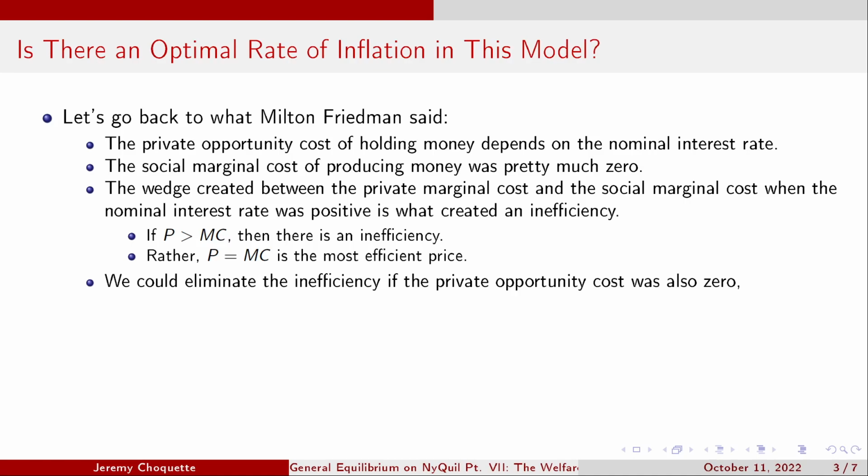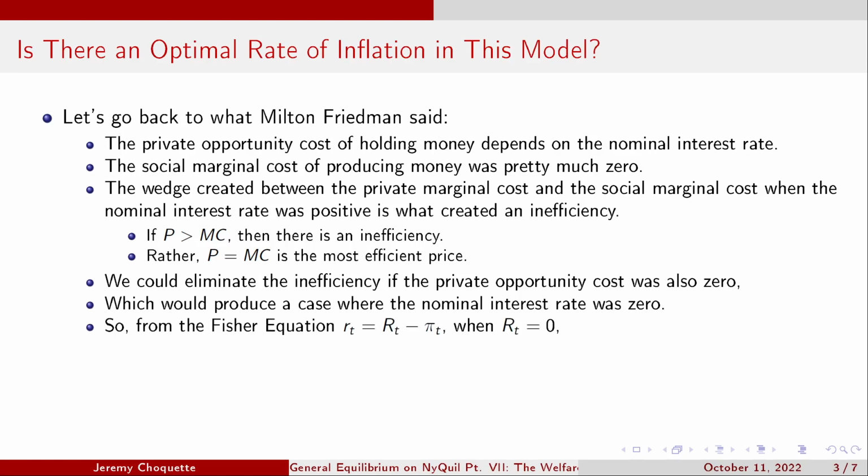Now, we could eliminate that inefficiency if the private opportunity cost was also zero, which produces a case where the nominal interest rate is zero. Cool. So by the Fisher equation, remember, the real interest rate equals the difference between the nominal interest rate and the rate of inflation.